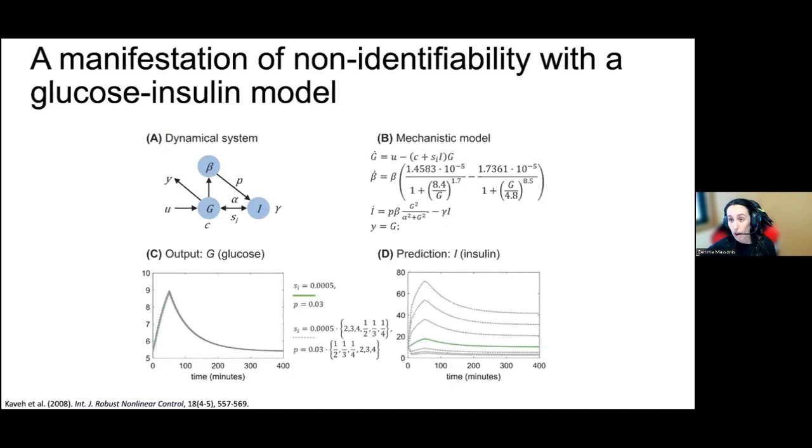So for our output, the glucose, we can see that different combinations of parameters S, I, and P give us the same prediction for the glucose intake. So we cannot have a unique solution, and we cannot know which combination of parameters is our optimum.